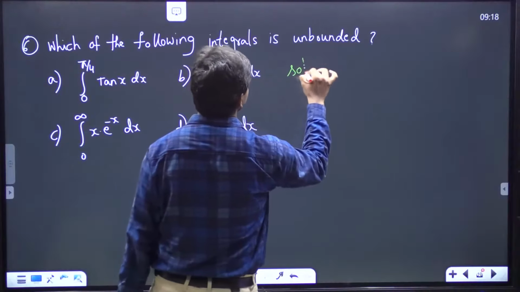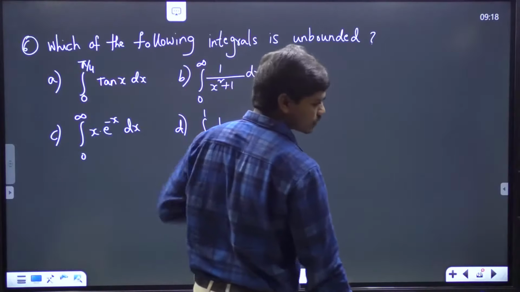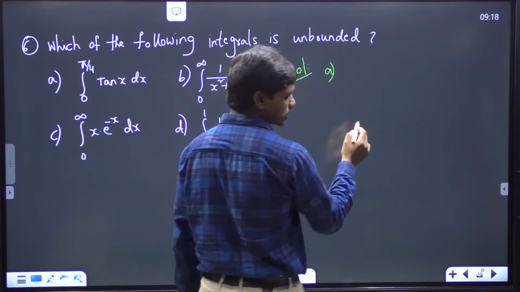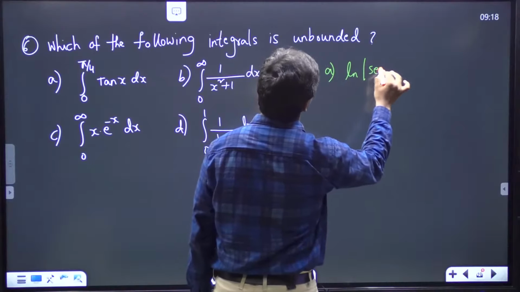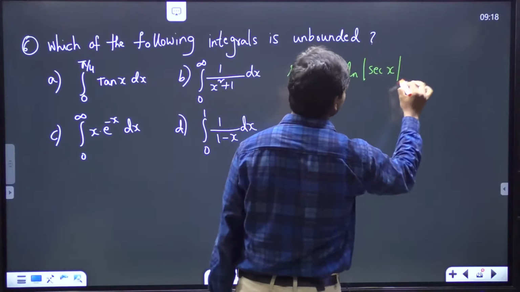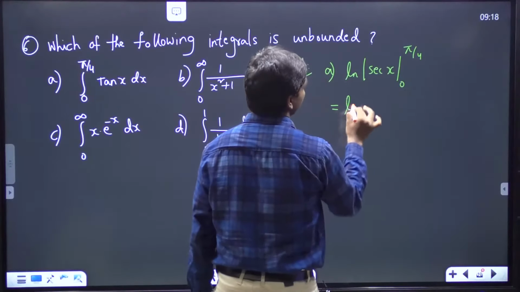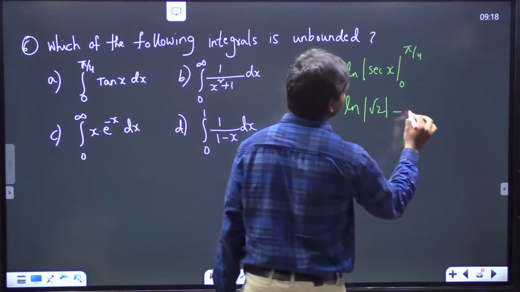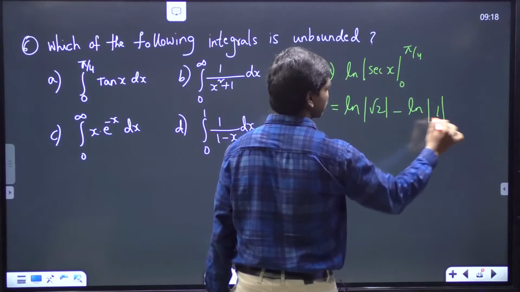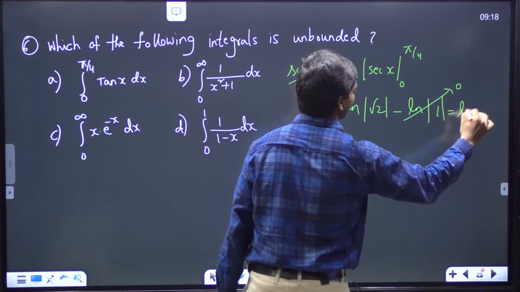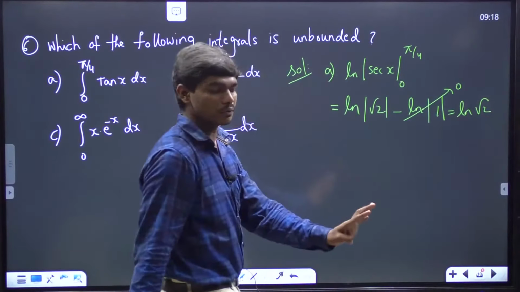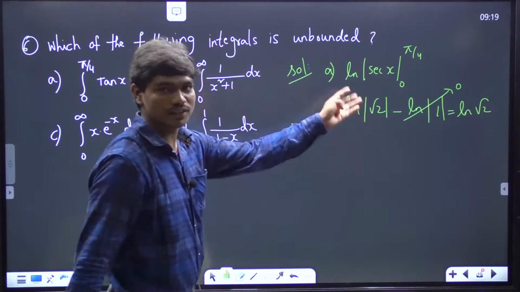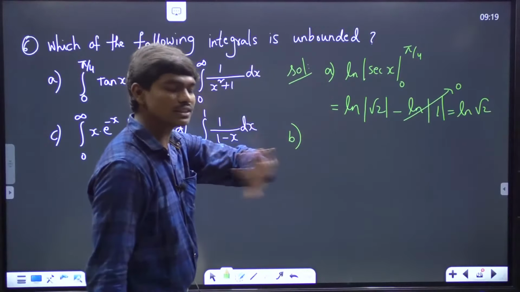First of all, the first integral, integral of tan x. What's the integral value of tan x? Option A. Integral of tan x is log mod secant x. Correct? So log mod secant x within the limits 0 to pi by 4. Secant pi by 4 is root 2, so log root 2 is defined, minus log mod secant 0, where the value is 1 and log 1 is 0. So the value is log root 2, which is a finite value. So first of all, integral A is log root 2, which is a finite value.